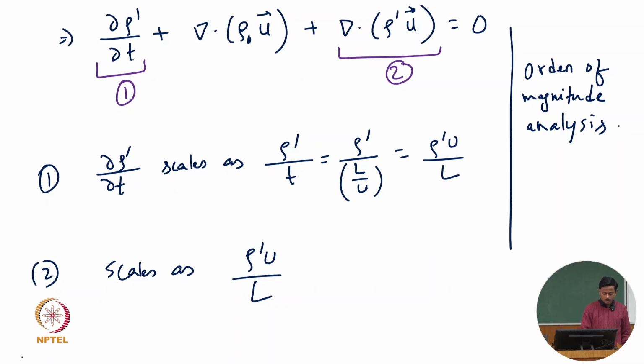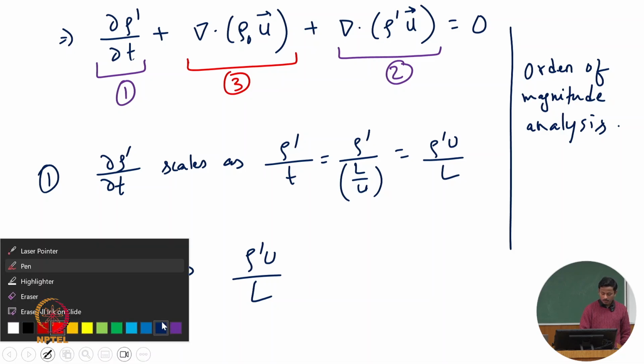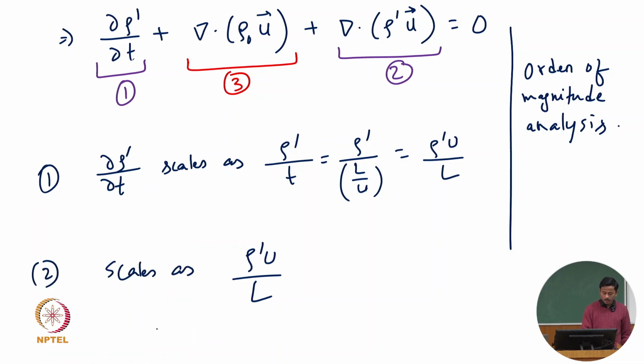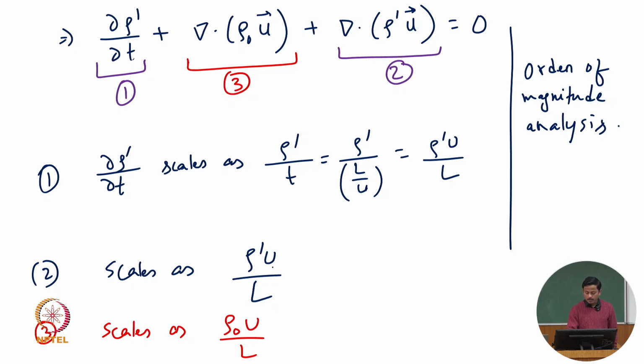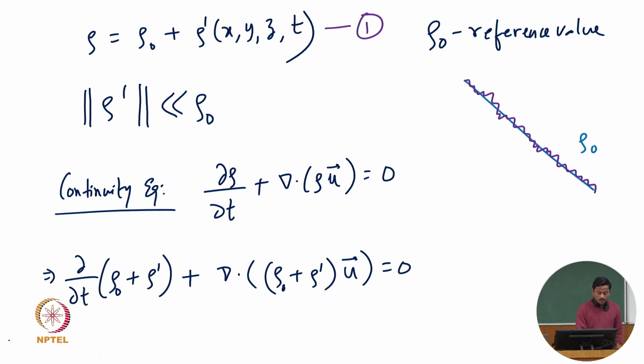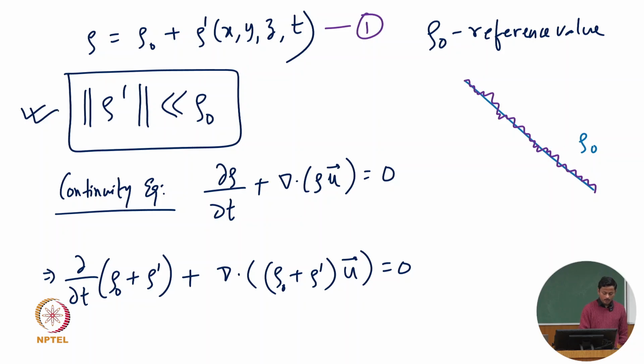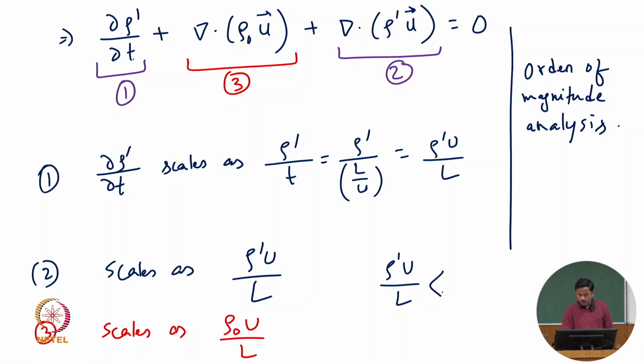The reason I'm naming this term 3 is that I could have also named it term 2, but I wanted to take the first and the last term first, hence I'm naming it sequentially. So term 3 scales as rho naught U by L. You can see that everything scales as rho U by L, where U by L is constant, whereas terms 1 and 2 have rho prime, and because rho prime is much smaller than rho naught, which is where we put the restriction, rho prime U by L is also much smaller than rho naught U by L. So terms 1 and 2 are much smaller than term 3.